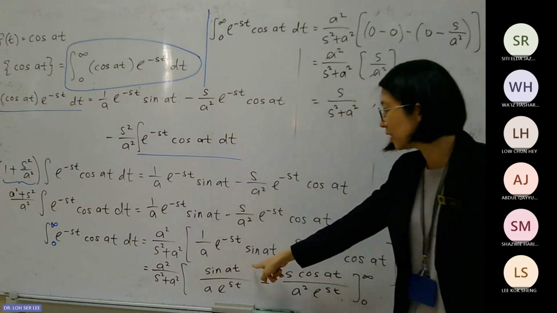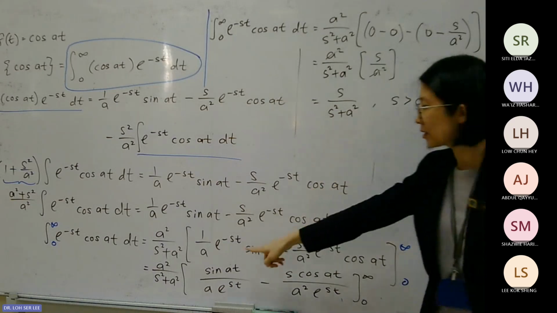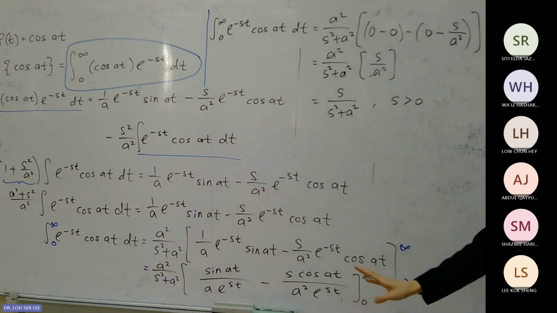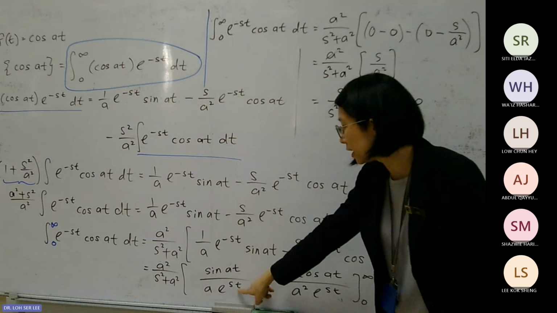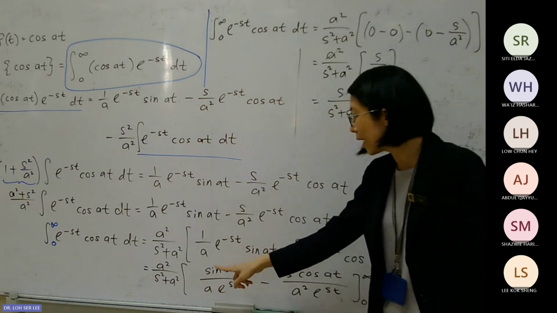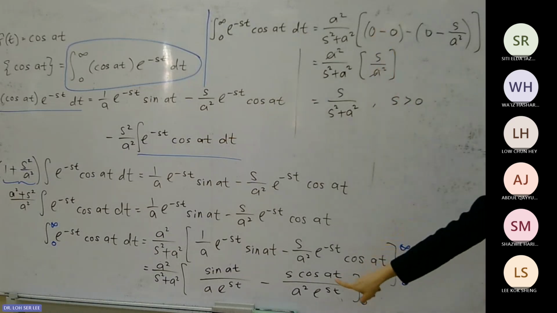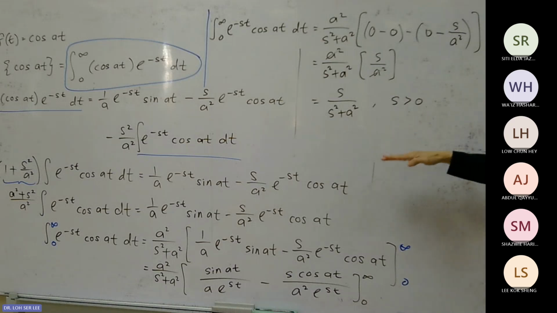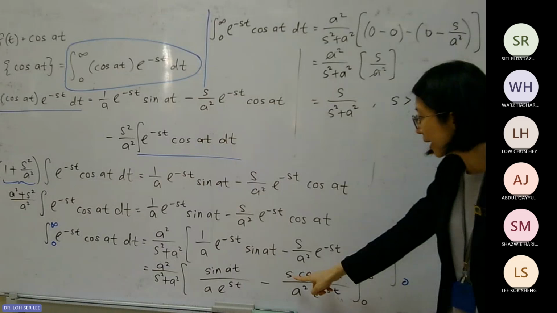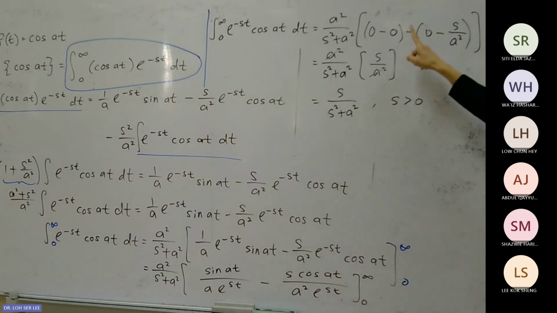We know that sine at is a curve oscillating from -1 up to 1, so the maximum value will be 1. When t is infinity, e to the infinity is infinity, so 1 over infinity gives you 0. And for this term, the cos function also oscillates from negative s to positive s, so the largest one is s. So s over infinity is also 0.